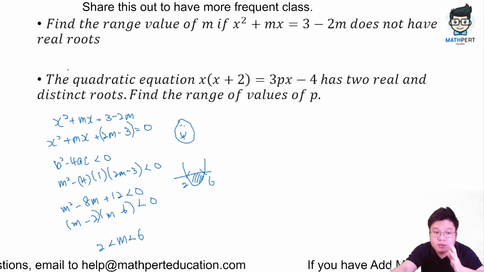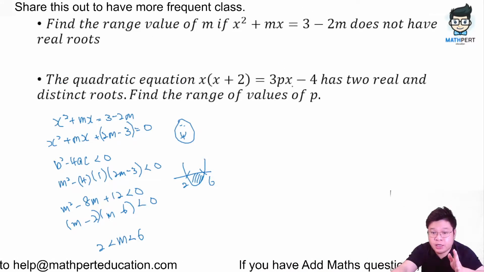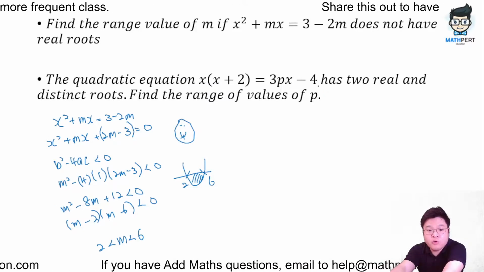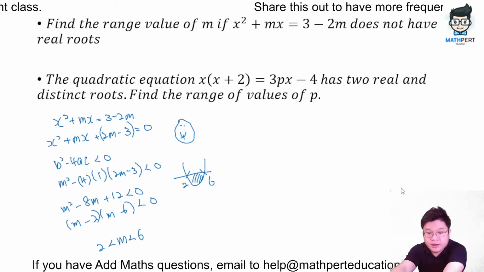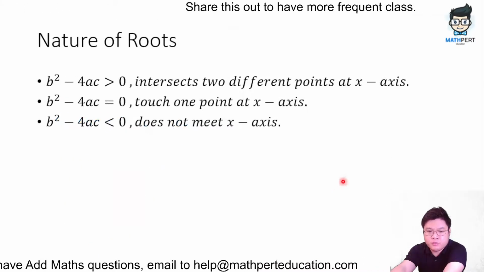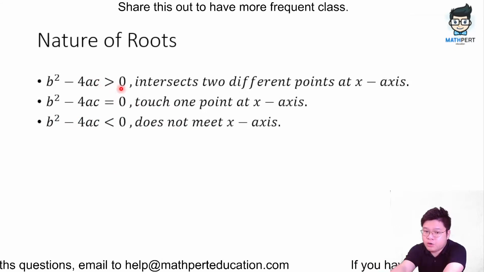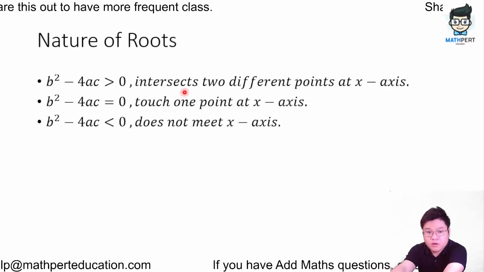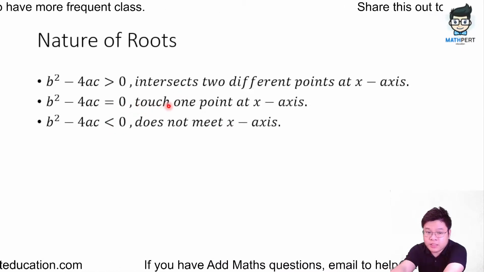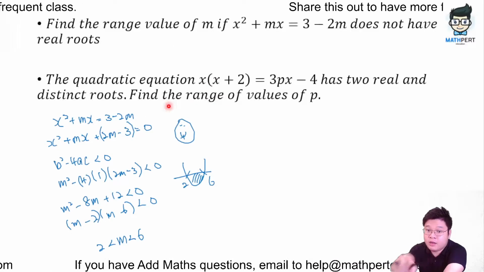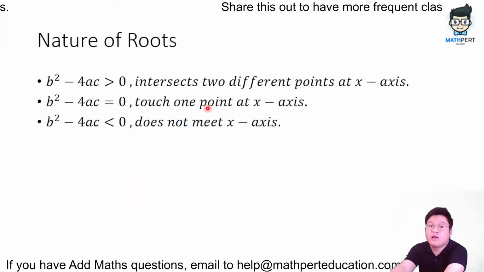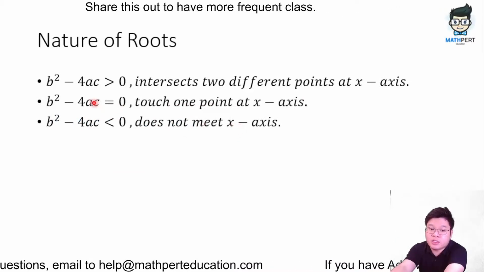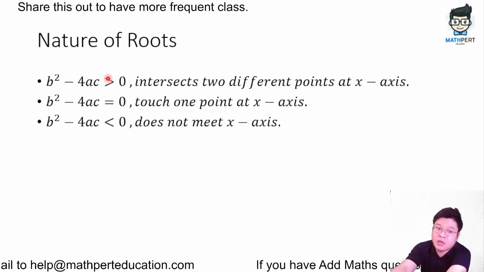And then the second question: the quadratic equation has 2 real and distinct roots. Find the range of values of p. So 2 real and distinct roots, which one do you think it is? Greater than 0, equal to 0, or less than 0? Equal to 0 means it touches at only 1 point. But here you have 2 real and distinct roots. Less than 0 means no solutions. So it's definitely not equal to 0 or less than 0, it is greater than 0.